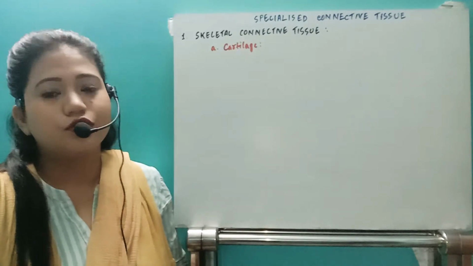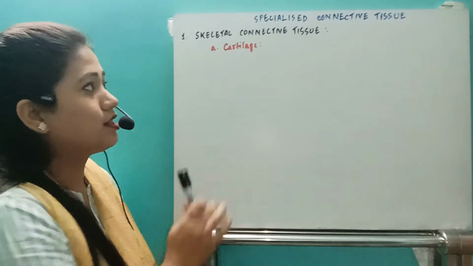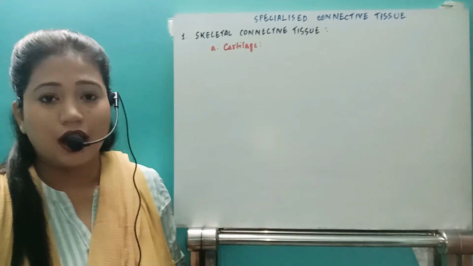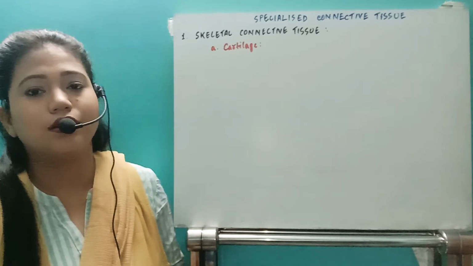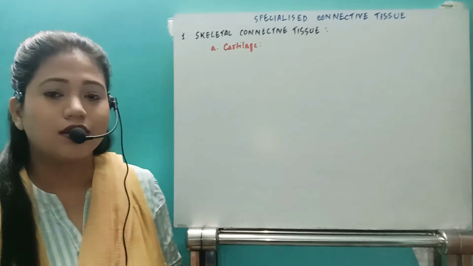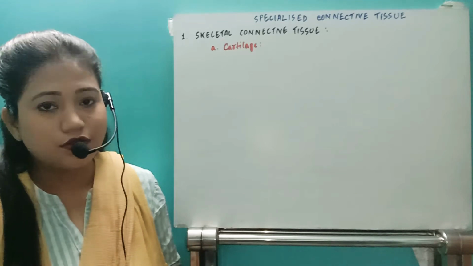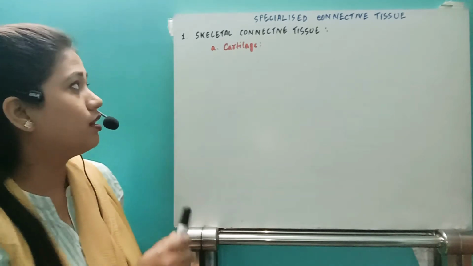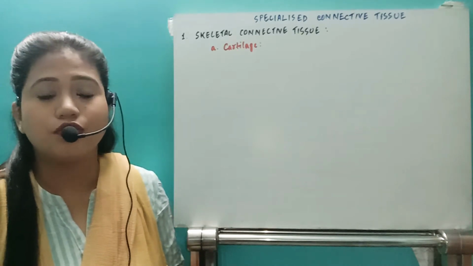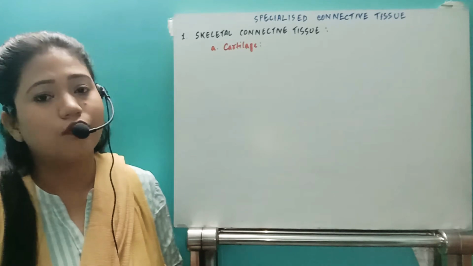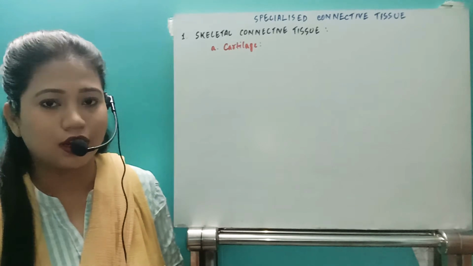Hello students, today we are going to start the third type of connective tissue, that is specialized connective tissue. In the earlier chapter, we have completed the two parts of the connective tissue, that are the connective tissue proper and dense connective tissue. In this video, we are going to start with the specialized connective tissue, and under it we have seen there are two types of tissue. One is skeletal type of connective tissue and the second type is fluid type of connective tissue.